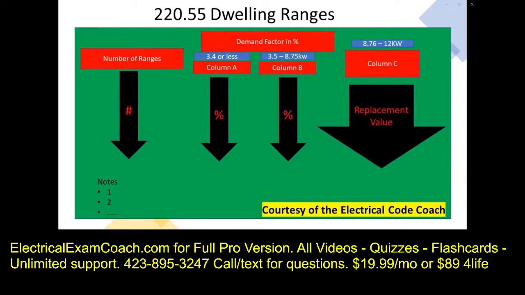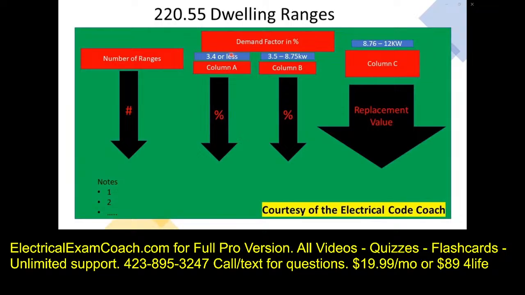When we get to table 220.55, we're going to read the black bold heading at the top of the table to make sure that we're in the right table. Then, starting on the left-hand side, we're going to find our number of ranges: 1, 2, 3, 4, 5, and so on. Then we're going to notice that there are 3 different columns. They're really in 2 different groups. Column A and column B are grouped together under the demand factor in percentage column. The reason that's so important for us to watch out for is because column A and column B are multipliers. They're actual demand factors. But column C is a replacement value, and you'll understand more of what that means as we get farther through this video.